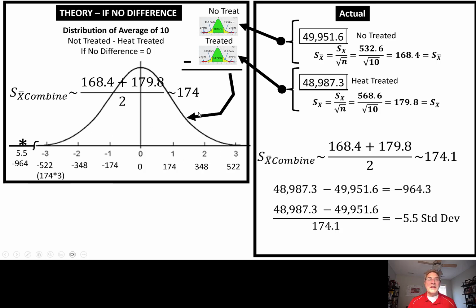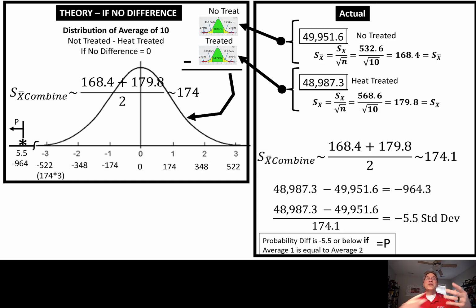Now, one thing I want to point out. Let me throw this in right here. You're going to see this thing called P. I'm going to show it to you again. What that P is, it's the probability of me being this far out and further. It gives me an idea of what was the chance of getting that number if they really are the same. If they really are the same, what's the probability of me being this far out or further? That's going to be P.